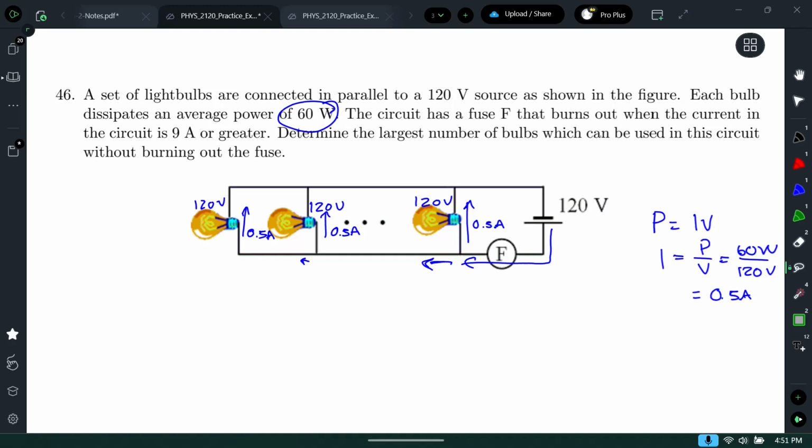So if I pull 9 amps from the outlet, that's going to be 9 amps to the fuse. It burns out at 9 amps. So I got to go one less to be safe. And that's where I get the 17 from, right? So largest number that can be used without burning out the fuse. If I actually had 9 amps flowing, it would burn out the fuse. So the best I can get away with is 8.5 amps used.